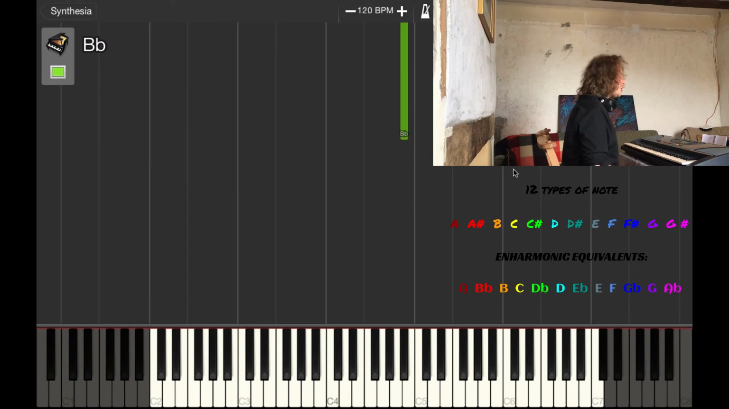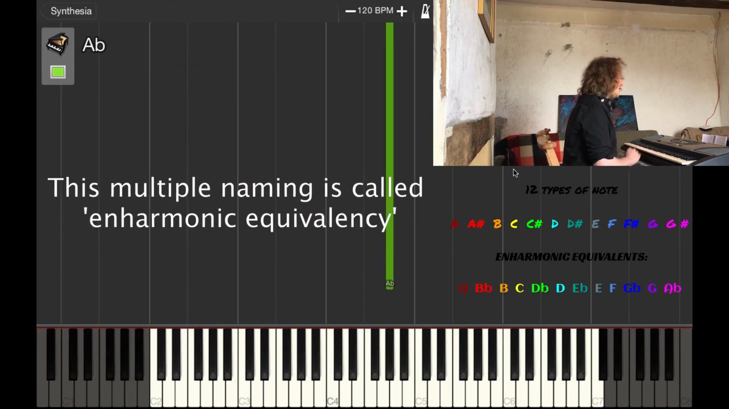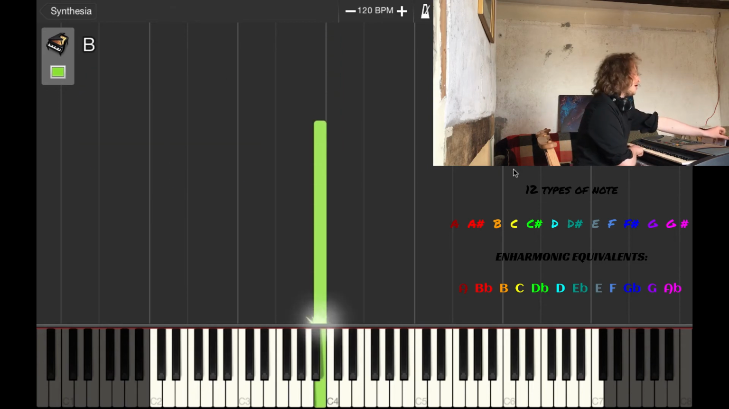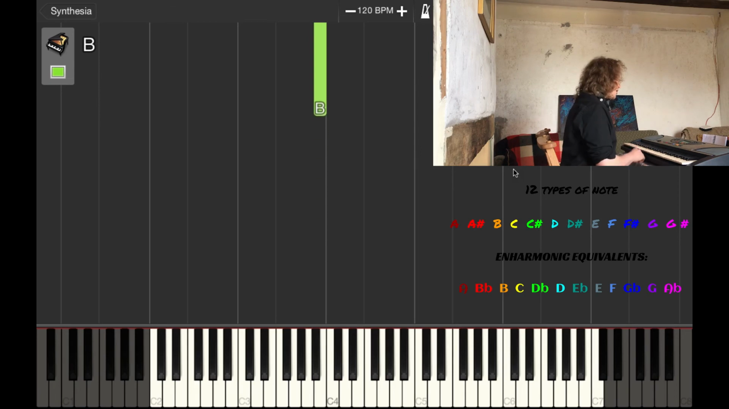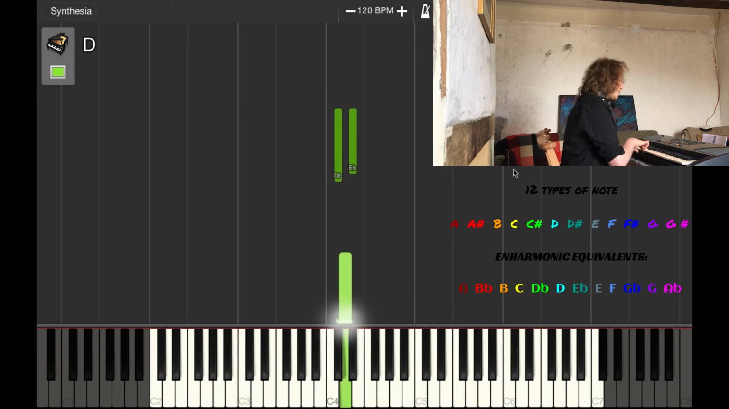This does mean that all notes can have multiple names, like this one here. This could be either described as G sharp or A flat. And even white notes can have multiple names. This is C, and to find C flat, we move one to the left, and this time it's a white note.